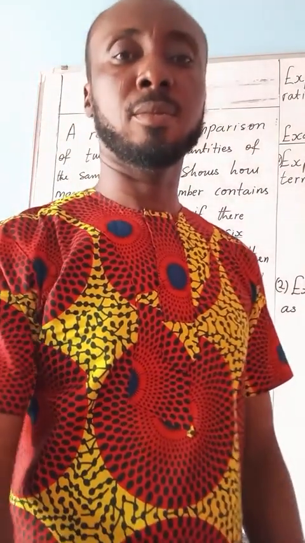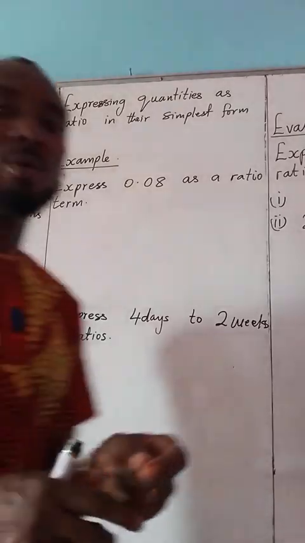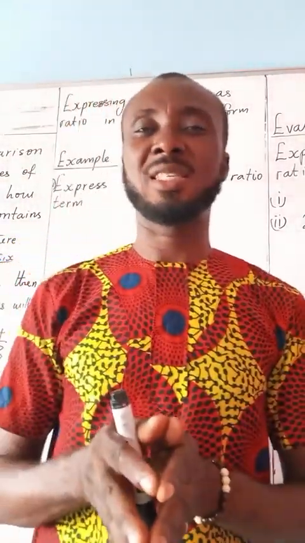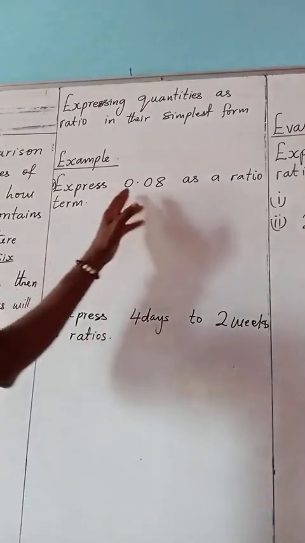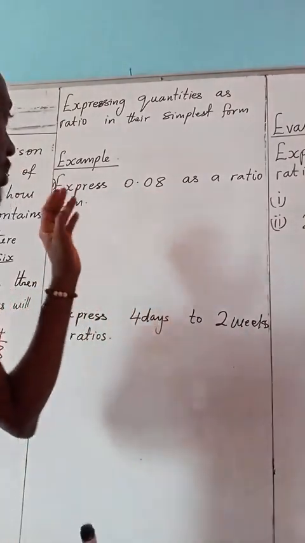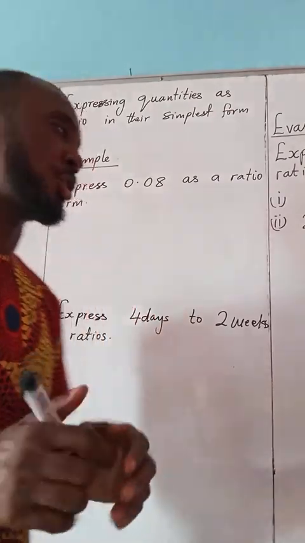Alright, let's look at this example. We are talking about expressing quantities as a ratio in their simplest form. Alright, now let's look at this. We have an example: express 0.08 as a ratio term.